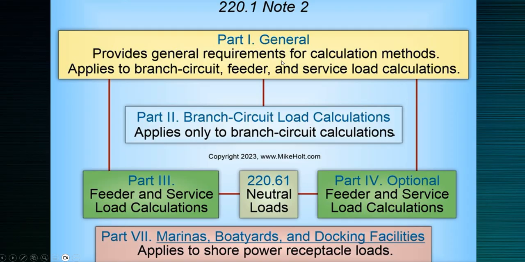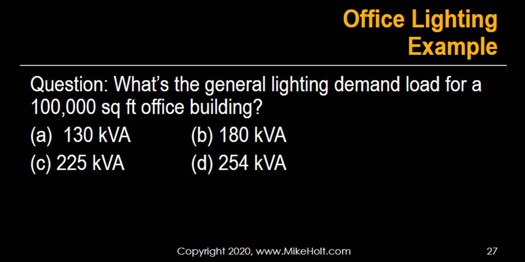So this is really just showing the organization of it, and there are a few different articles like this that have the organization in the front, at the charge statement of the article. Part 1 is just general. Part 2 is branch circuit load calculations, a huge part. Feeder and service load calculations are in part 3, including 220.61 neutral loads, and then part 4 is optional feeder and service load calculations. Part 6 is marinas, boatyards, and docking facilities.